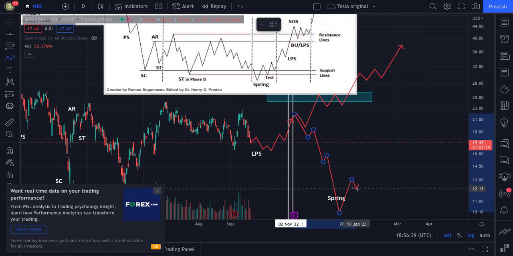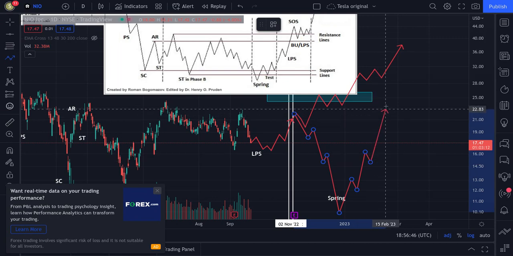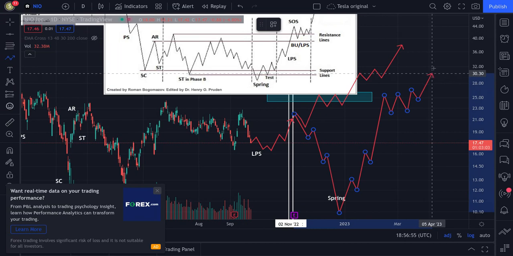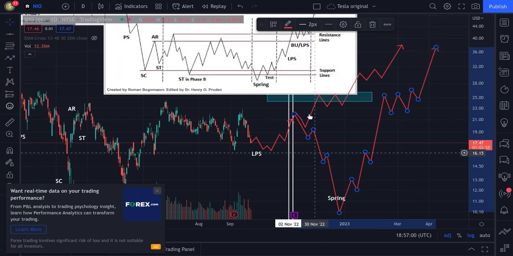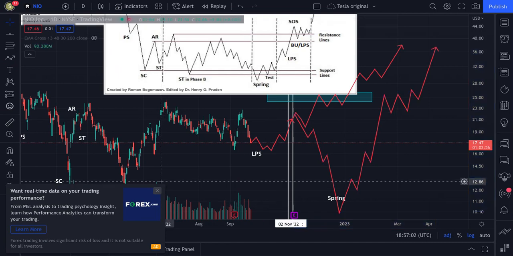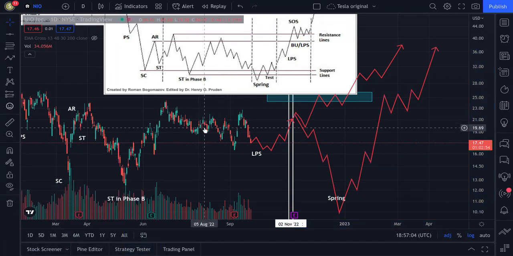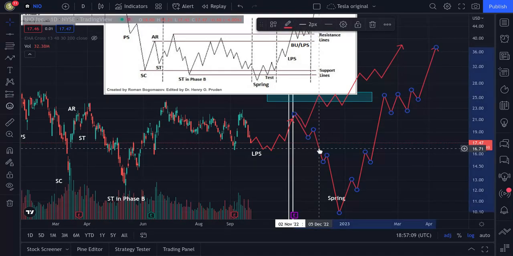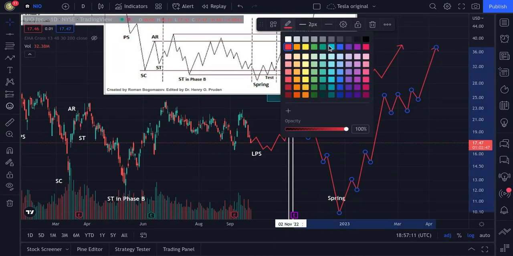We have the spring, the test, nice push up, last point of support, followed by the big rally to the sign of strength early next year, followed by moves like this. Phase E comes, and then NIO recovers super quickly. It kind of squeezes, right? And it's going to happen early next year. Now, next year, I do anticipate the Fed may even bounce between quantitative tightening and easing. So it could actually come out kind of different.